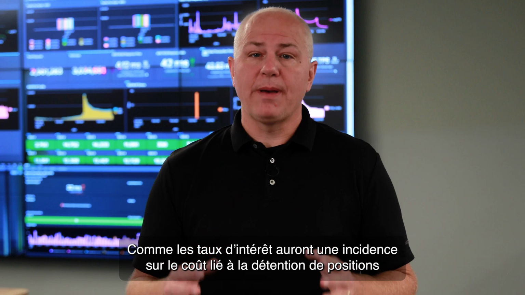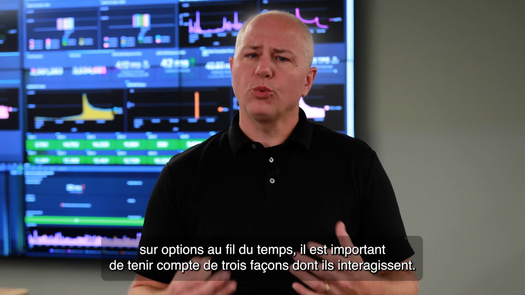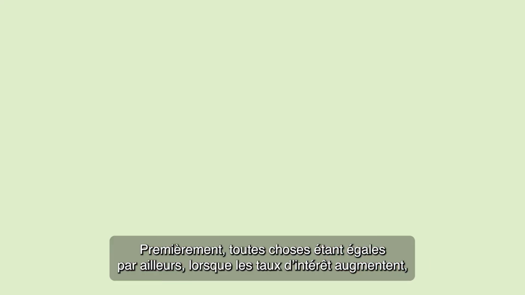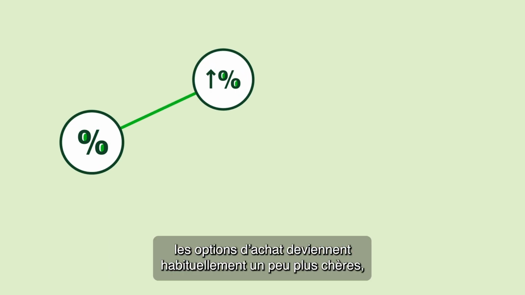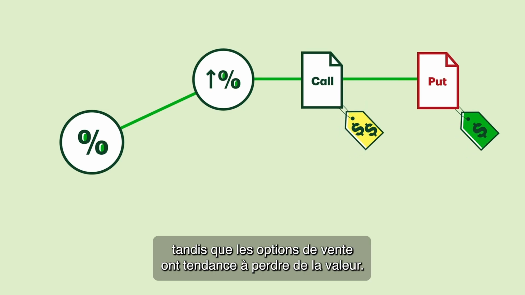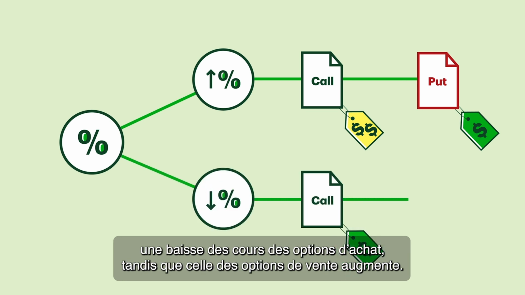As interest rates will impact the cost of carrying options positions over time, it's important to note 3 ways that they interplay. 1, with all else being equal, when interest rates go up, call options usually get a little pricier, while put options tend to lose some value. The inverse is also true with interest rate decreases, generally driving call option prices down while put option prices increase.